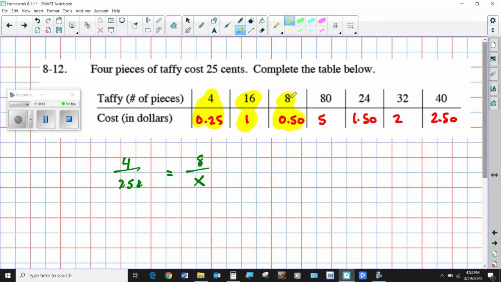If you take 8 and you triple it, 3 times 8 is 24, and 3 times 50 cents would be $1.50. If you take the 16 and you double it, that's going to be 32 for $2. If you take the 4 of them and you multiply times 10, you get $2.50. And when you double that, you get 80. And double $2.50, you get $5.